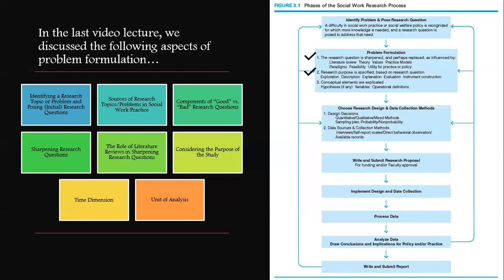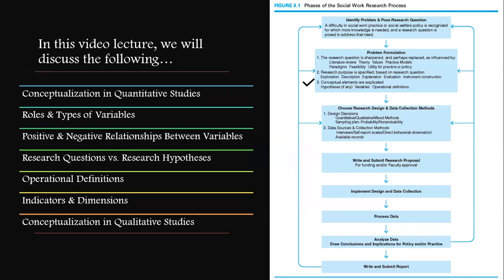So all of these topics are related to the first 2 steps in the problem formulation phase, as you can see in the diagram on the right. So in this video lecture, we will focus primarily on this 3rd step in the problem formulation phase, which involves conceptualizing each of the variables in our study, as well as formulating hypotheses, deciding on the variables that will be included in our study, and also operationalizing each of the variables that will be included in our study.